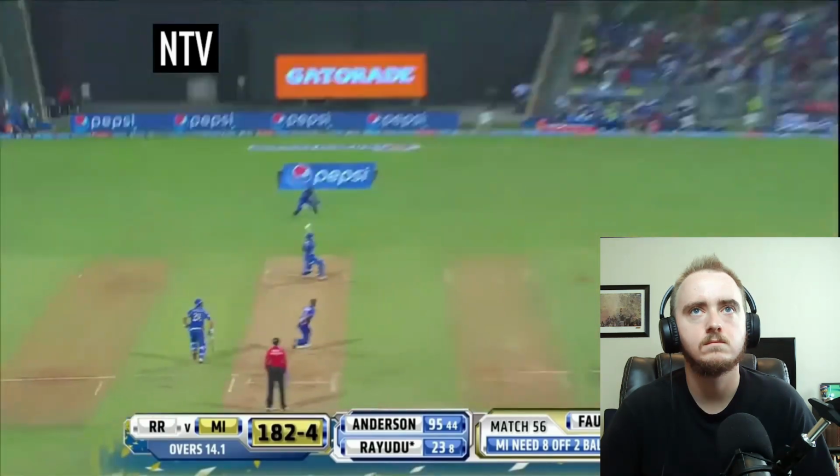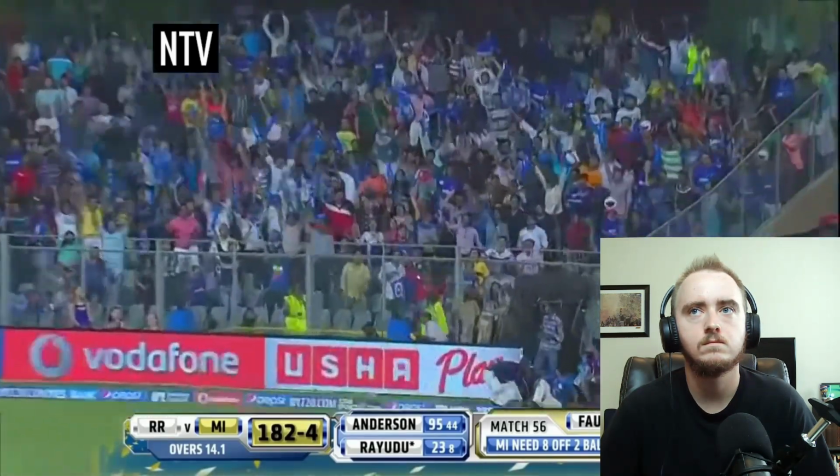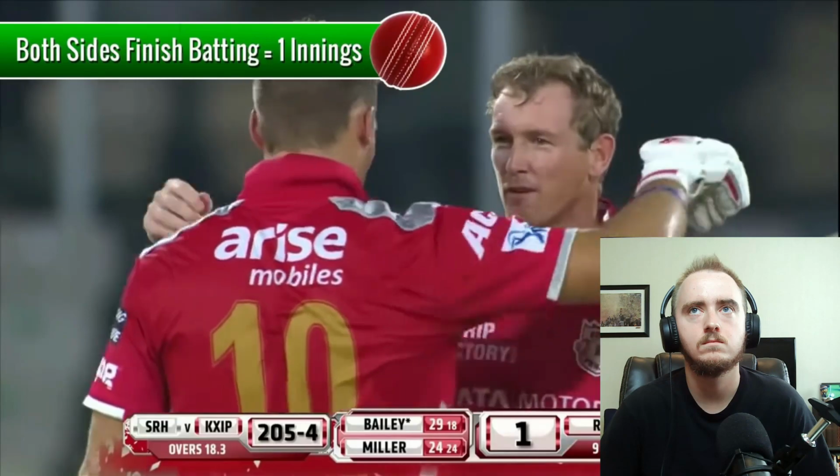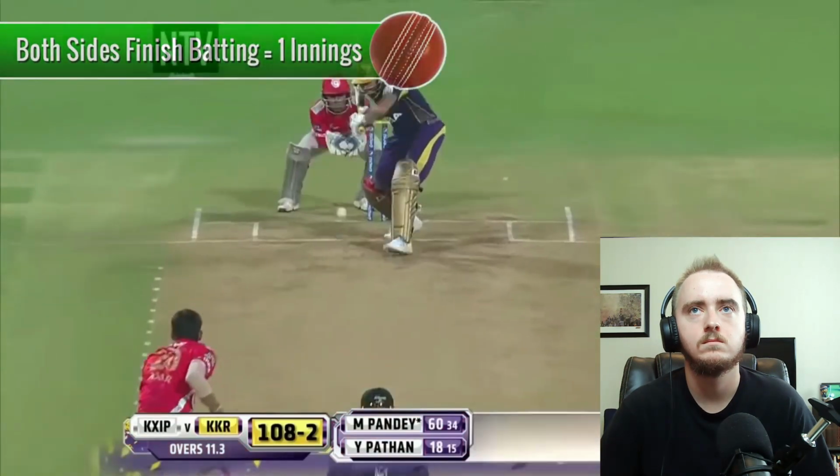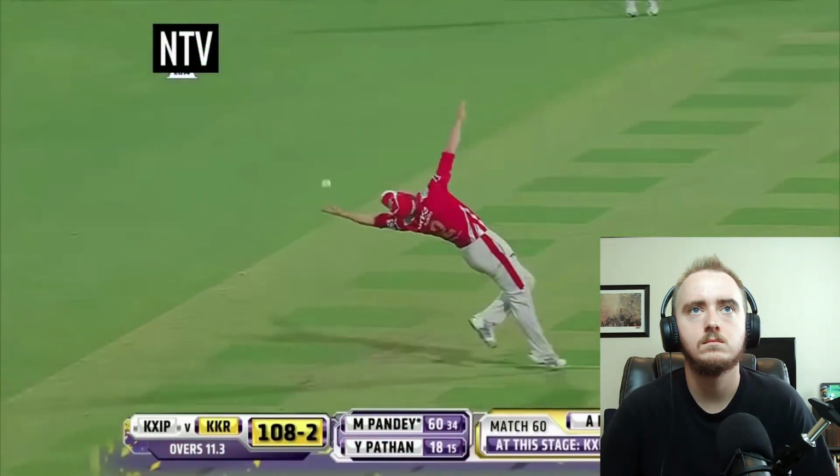Once an over is complete, a new bowler will then try and get the other batsman out by bowling the ball from the other side. Once both teams have finished batting, this is known as an innings. The amount of overs and innings vary depending on the format of cricket.